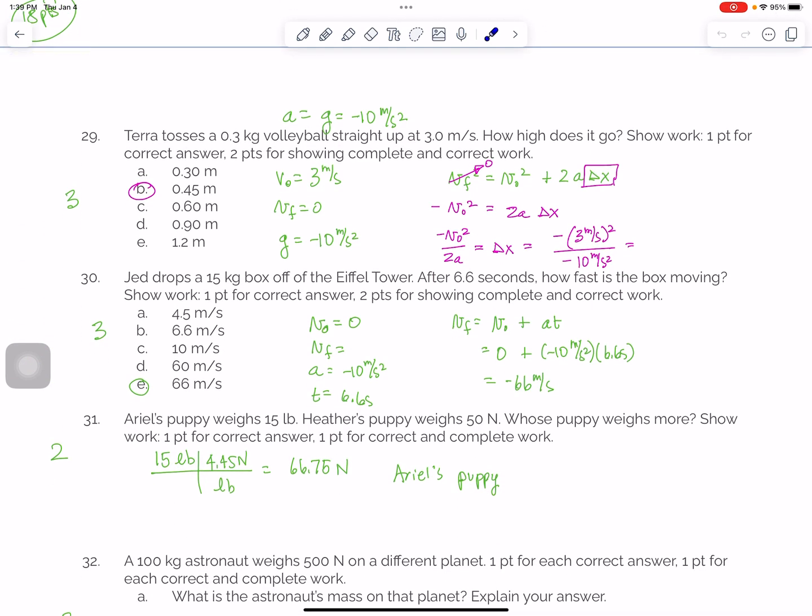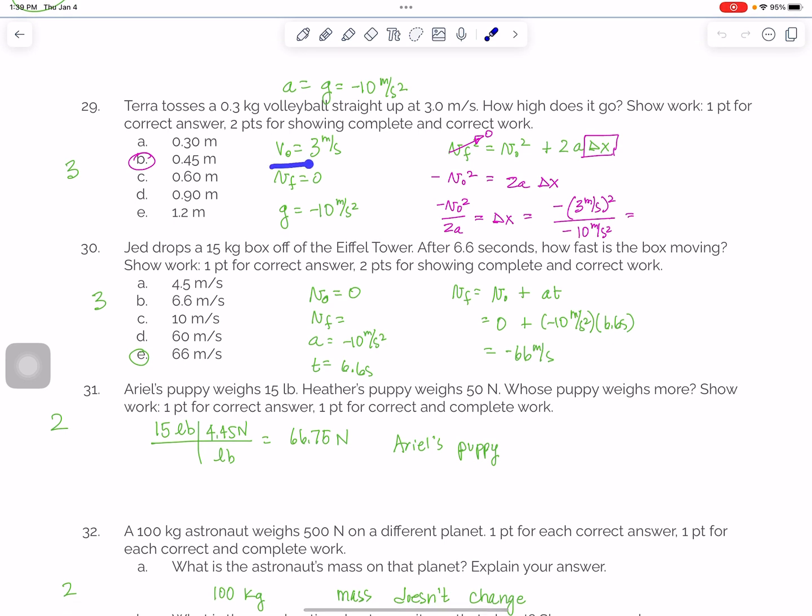29, toss a 0.3 kilogram volleyball straight up at 3 meters per second. We're in free fall, so that means the acceleration is the acceleration due to gravity, so we're at minus 10 meters per second. How high does it go? So I know my initial velocity is 3 meters per second. My final velocity is 0 when I've reached how high does it go, and that is g. So I'm going to use this equation.